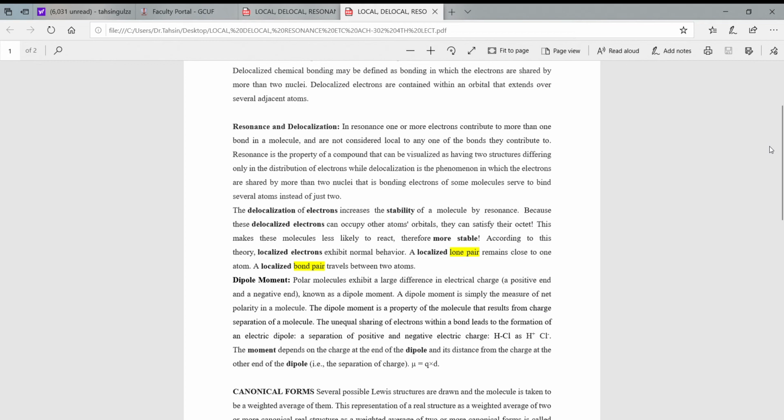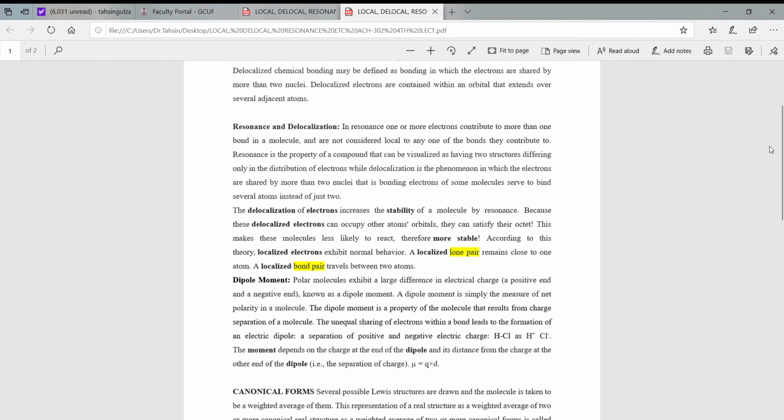So, summarizing, the delocalization of electrons increases the stability of a molecule by resonance. Any compound which has as many resonating structures will be more stable. If a compound has 3 resonating structures, it is stable. But on the other side, if any compound has 5 resonating structures, it is more stable.